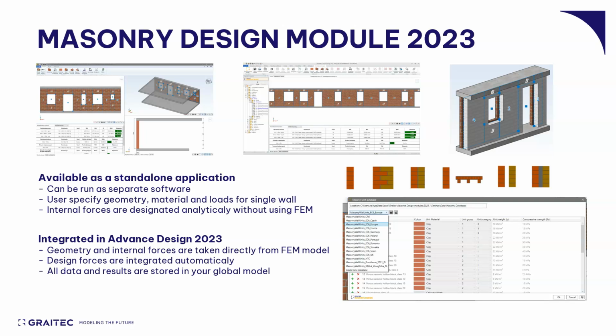As you can see, using this new masonry design module, you can design not only very simple single leaf walls, but also more complex walls when it comes to their structure. For example, cavity walls, double leaf walls, and so on. And you can also mix a variety of unit materials. So not only clay, but also aerated concrete, silicates, and so on.